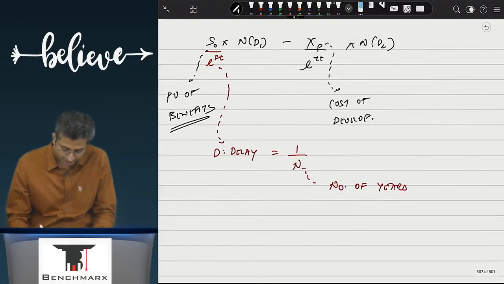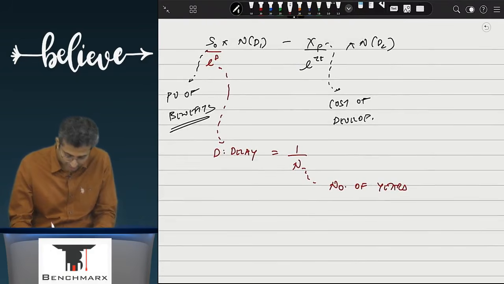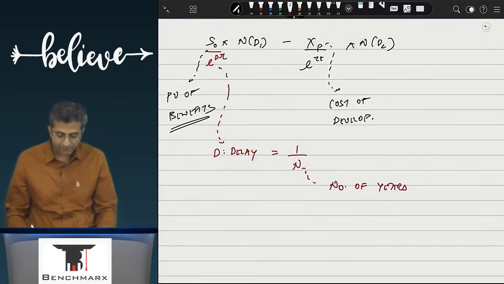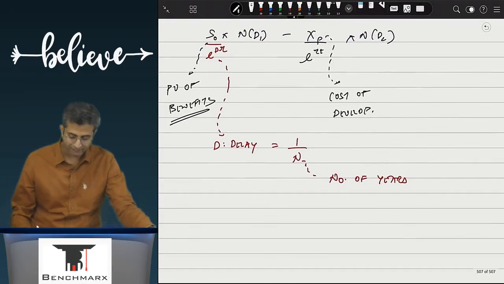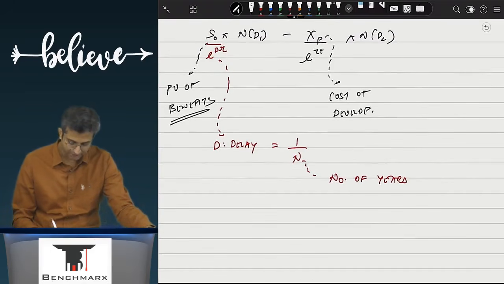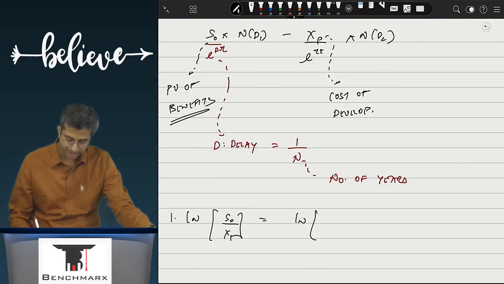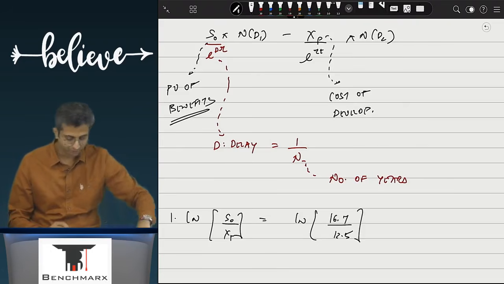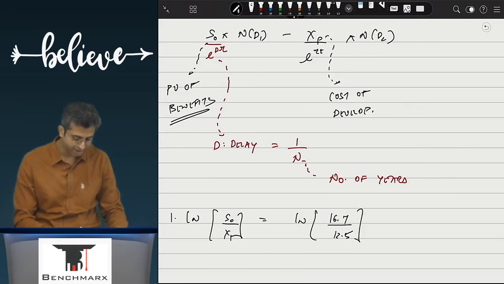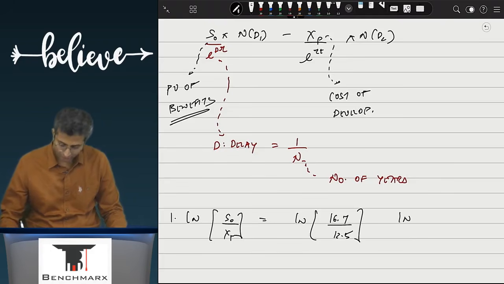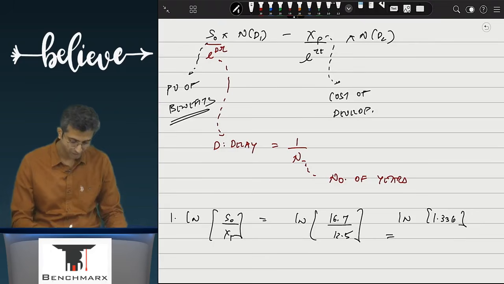So over here, this is e raised to, let's say, dr. And if we do these workings, what are the 5 steps? The first step is what? The natural log of S0 by XP. Acha, what is the natural log of S0? S0 is 16.7 and XP is 12.5. So if you take the natural log of 16.7 upon 12.5, this comes to 1.336. The natural log of this comes to what? Is it given?